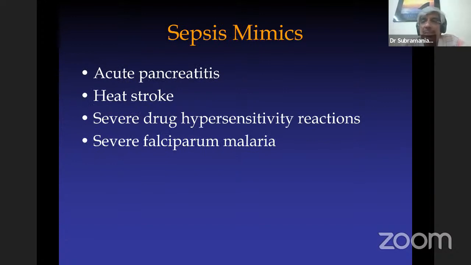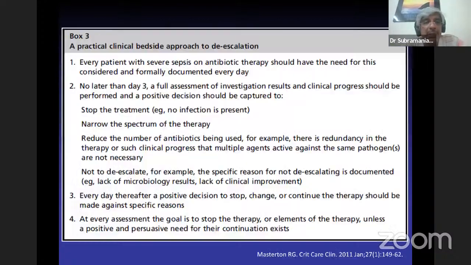Finally, sepsis mimics. There are some things which look like infection but are not, like pancreatitis, heat stroke, even heart attack, malaria, hypersensitivity reactions, or rheumatological conditions, MIS after COVID. A lot of things look like sepsis, but they are not. They're actually other causes, either mechanical or immune-based. It's important to recognize those and treat them appropriately. They really don't need anti-infectives.